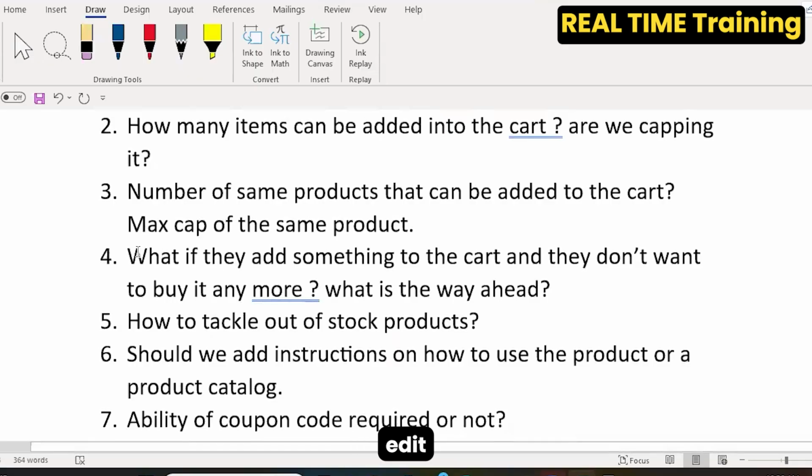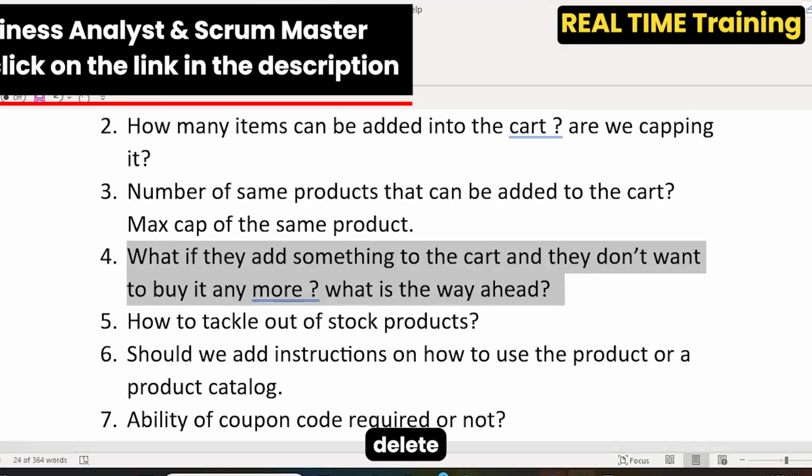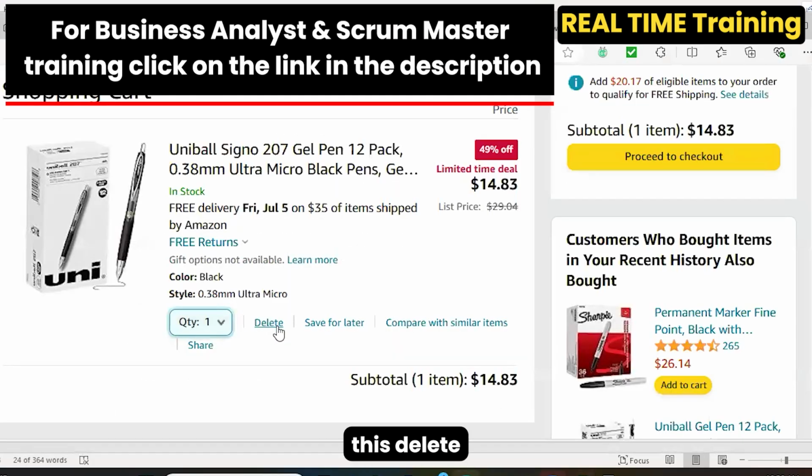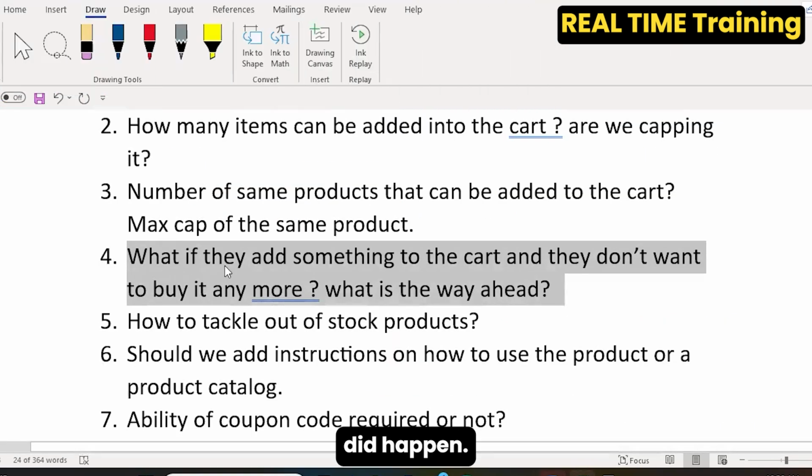Yeah, that is covered. Edit and delete is covered here. This is on the level of requirements. What if they add something to the cart and they don't want to buy it anymore? So when Amazon built this edit and delete, the delete and save for later, there was a conversation. That conversation did happen, exactly the way I have documented it.